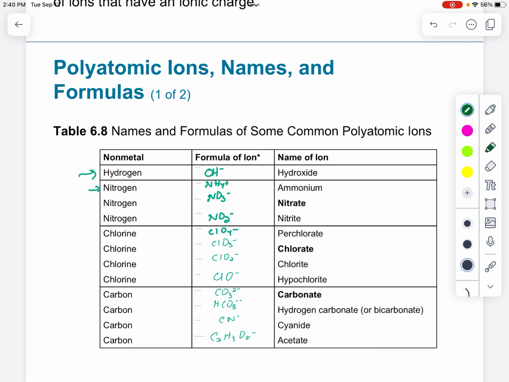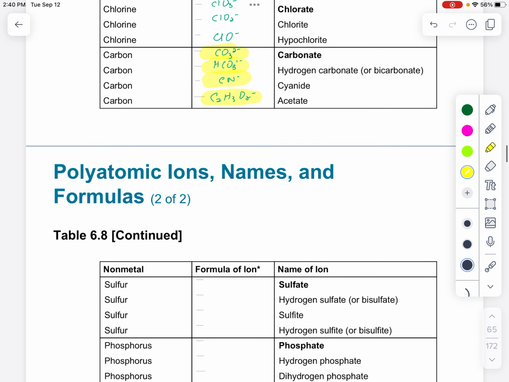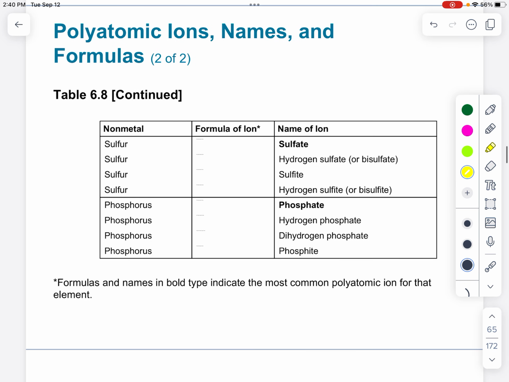And I would say among these, the important ones are hydroxide, actually those. Actually, I wouldn't say any of the chlorates are particularly important, but definitely carbonate and bicarbonate, acetate for sure, and cyanide's a good one to know. There's some other ones.